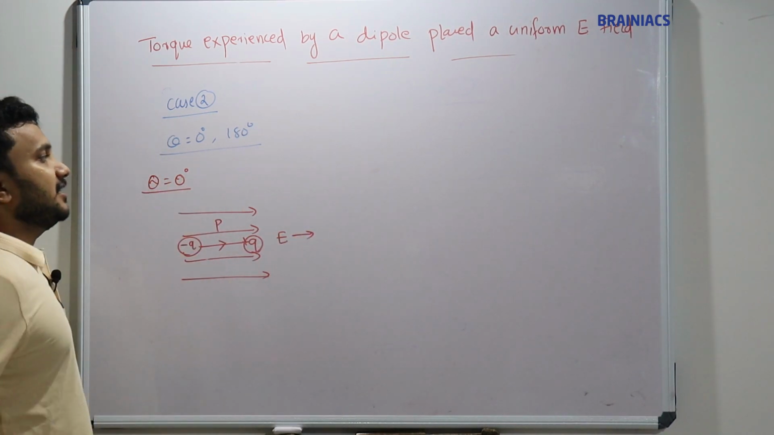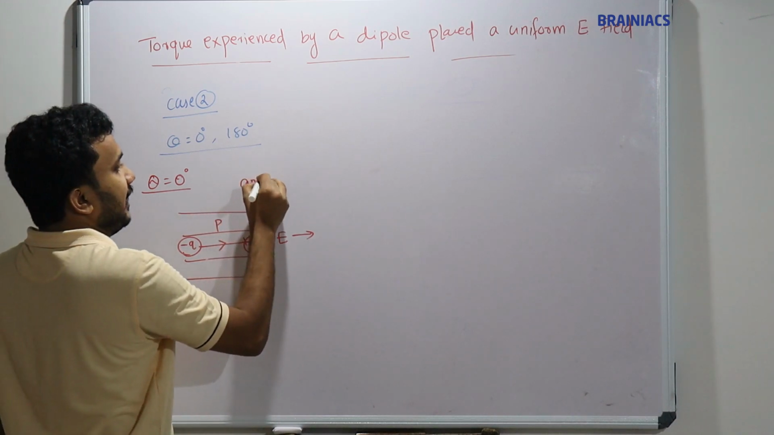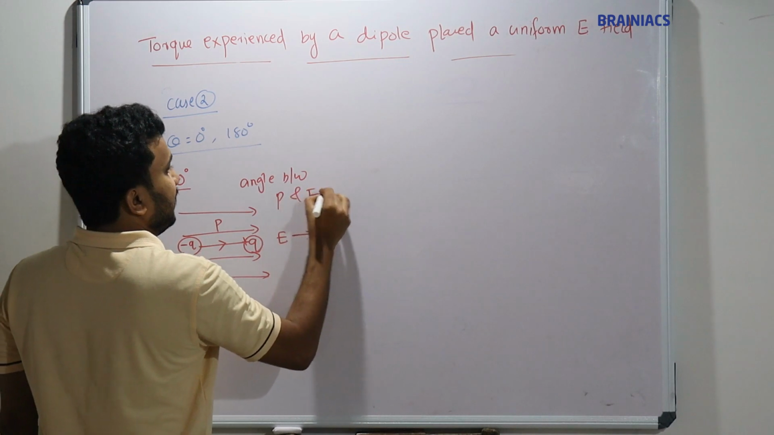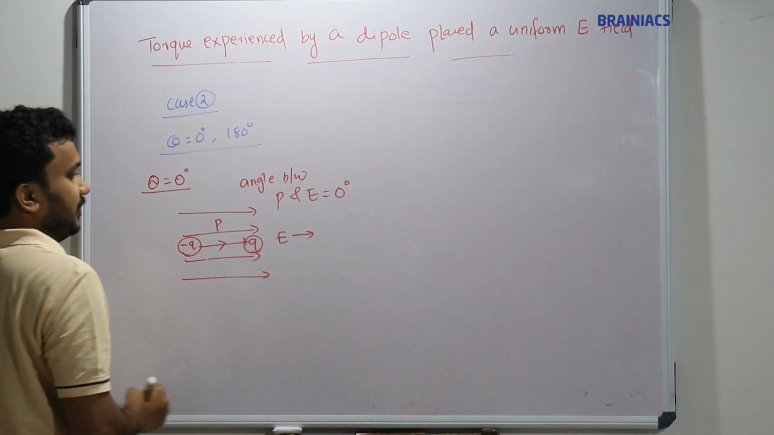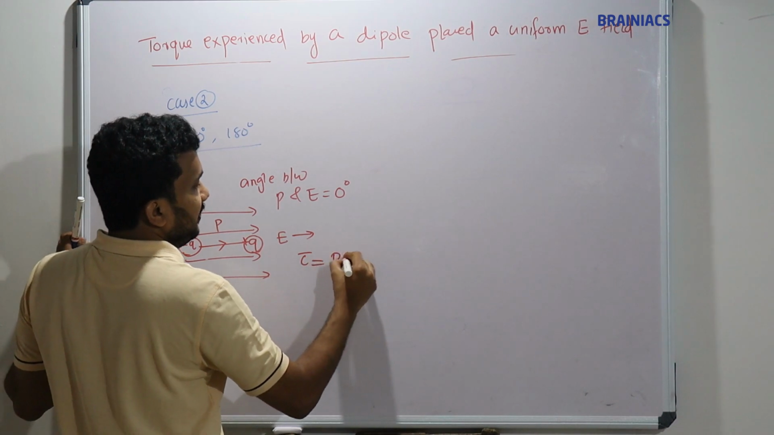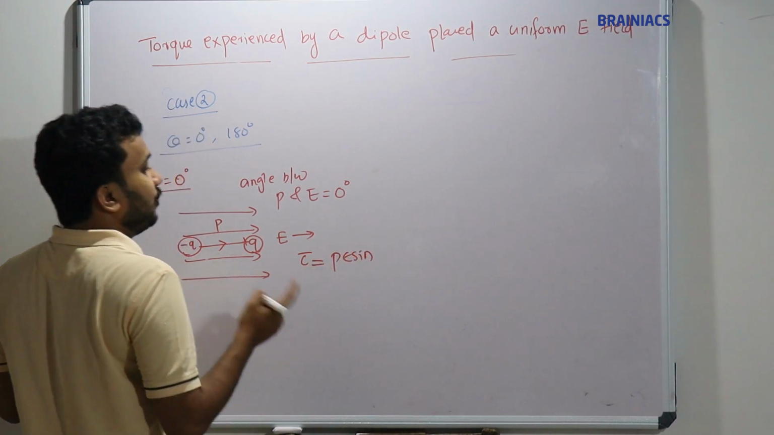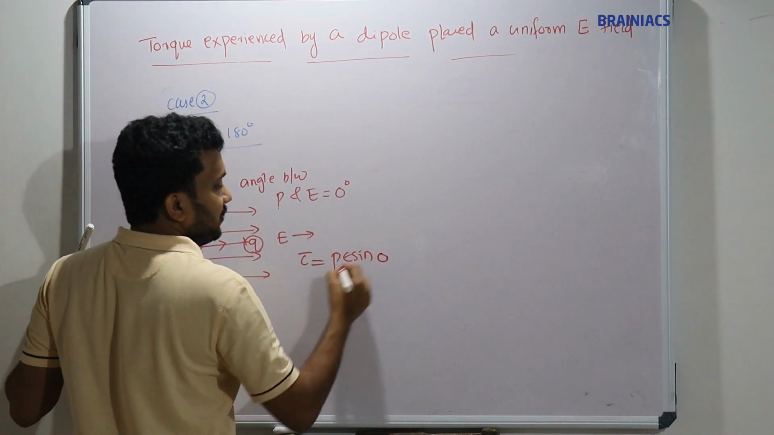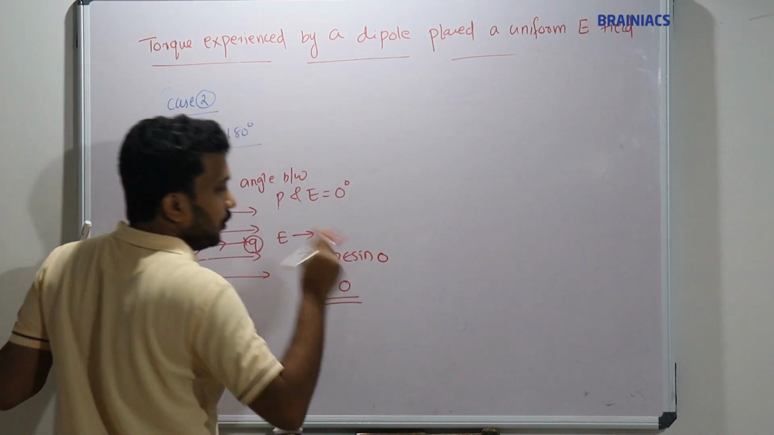P and E are in the same direction, which means the angle between P and E will be equal to how much? 0 degree. In this case, torque will be equal to how much? PE sine of the angle between P and E. What is the angle between P and E? 0 degree. So sine 0, answer is 0, which means no torque.